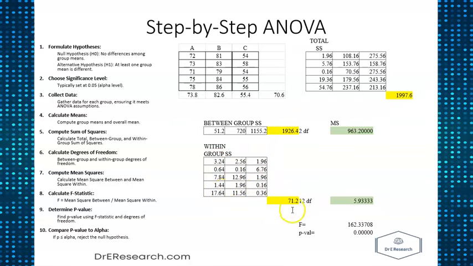We add them all up. I get 71.2, and that is my within group sum of squares. It has 12 degrees of freedom. Now, how do I get 12 degrees of freedom?